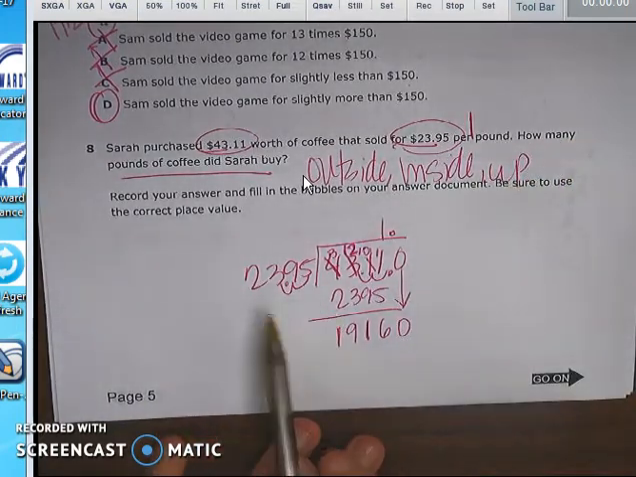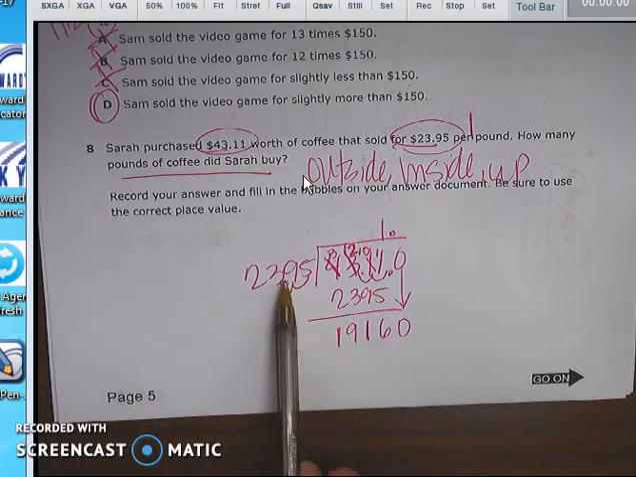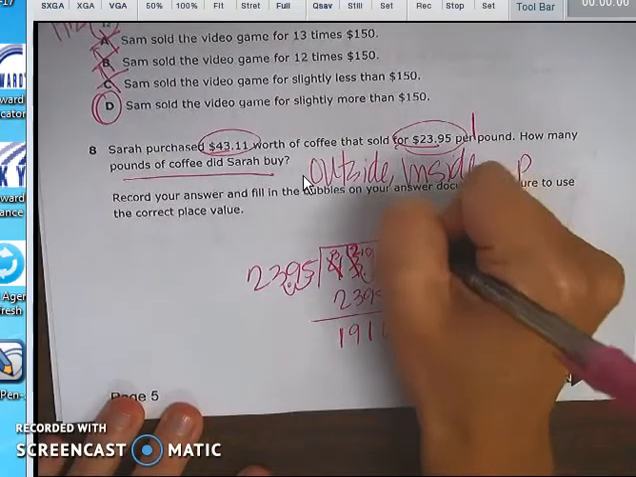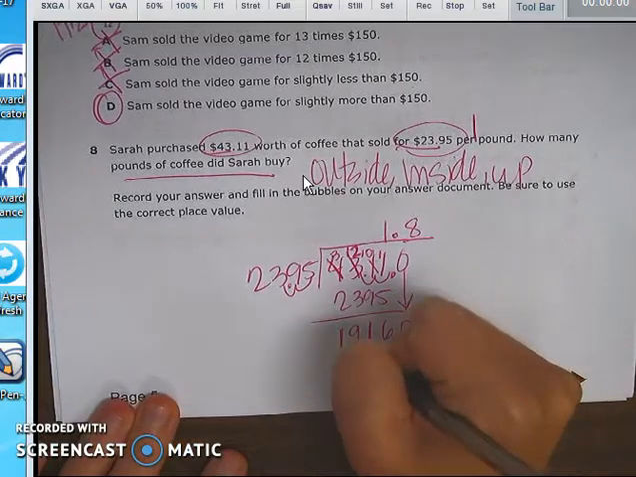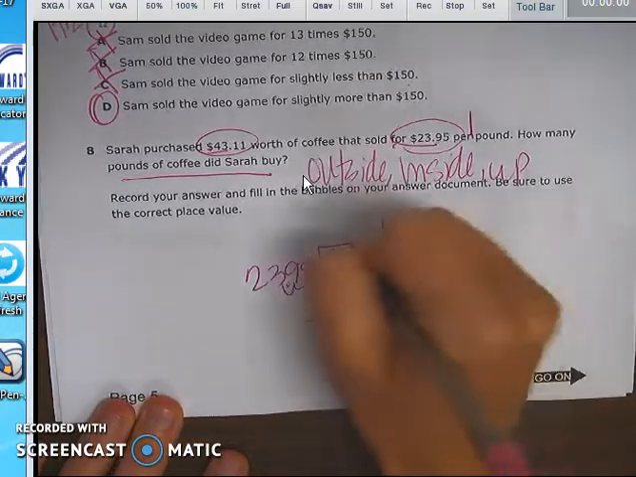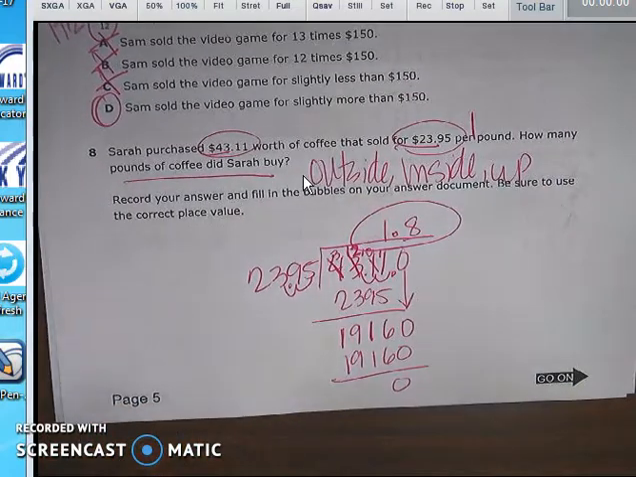Now, do I like to divide 2,395 into almost 20,000? No, I don't like that. However, it is not impossible. I know that the answer is 8, and you end up getting the exact same thing. Not hard, a lot of work.